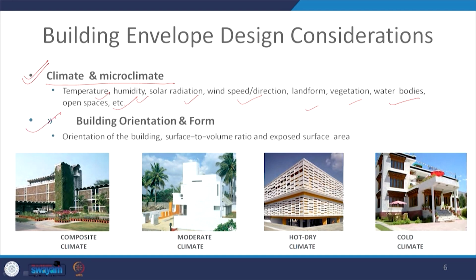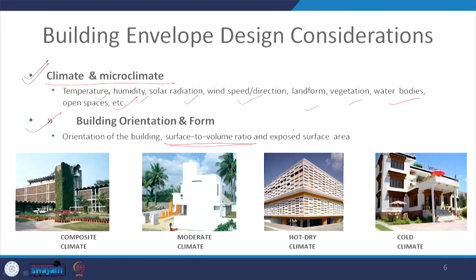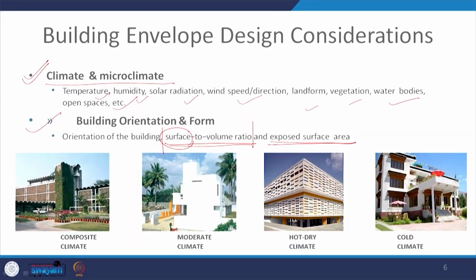Now, when we talk about building orientation and form, we are talking about two properties. One is the surface to volume ratio and the other is the exposed surface area. Surface to volume ratio implies that there will be more surface of the building available for heat exchange. We have also seen the three different ways: conduction, convection and radiation. If the surface is higher, the building will be more prone to receive heat through any of these media. Now, if we reduce the surface area to volume ratio, we are immediately reducing the amount of surface available for this heat transfer.